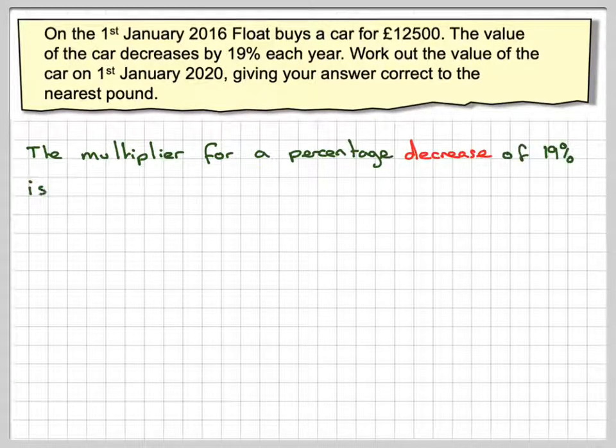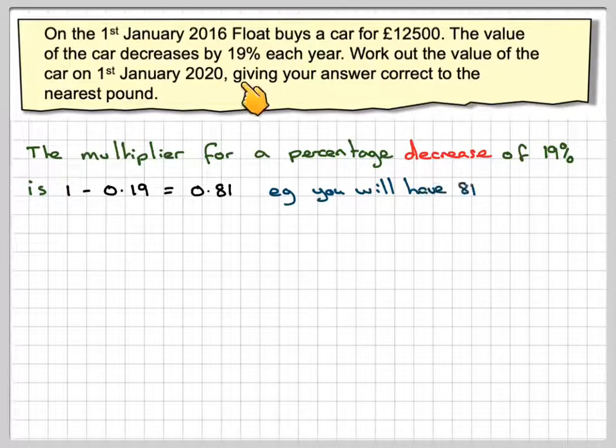decrease. So you can work that out by doing 1 minus 0.19, because that's the multiplier for 19%, which is equal to 0.81. So you can think of it, each time a year passes, you only have 0.81 of its value left. So how many years will there be between the 1st of January 2016 until the 1st of January 2020?